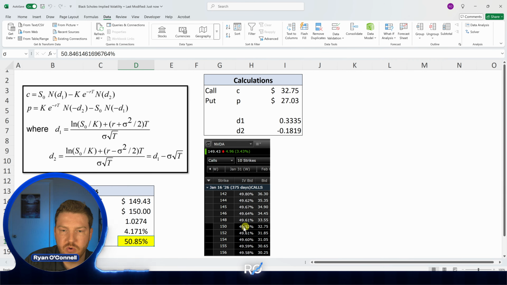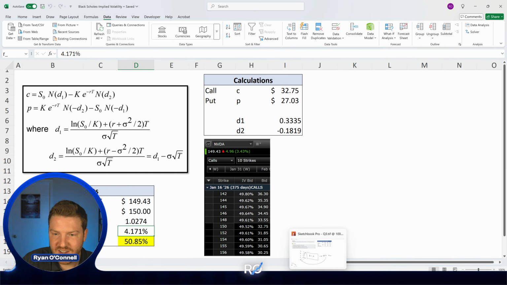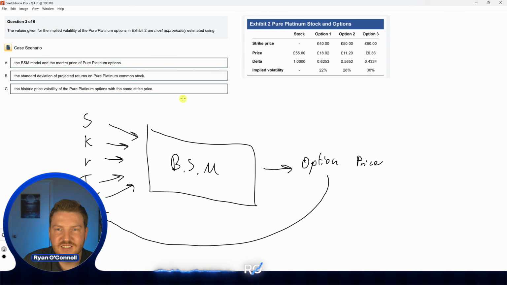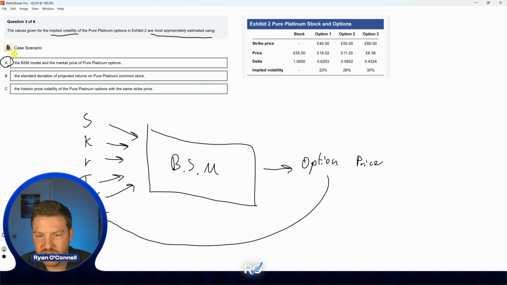So that is going to be pretty close. The one thing I might have done differently than Fidelity is that maybe they used some other risk-free rate instead of the 10-year treasury. Anyway, that's a long-winded way to say that the implied volatility is most appropriately estimated using the Black-Scholes-Merton model and the market price of the options. So that should be our answer A.